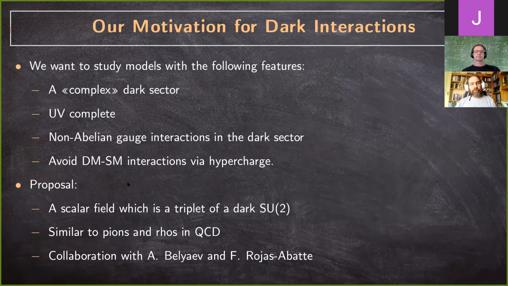So our proposal to do that is to consider a scalar field which is a triplet of a dark SU(2) group. This is a new group, okay? A new SU(2) group. The spectrum is similar to low-scale QCD. I mean, we have a triplet scalar like the pions and massive vectors like the rhos in QCD. And this work is in collaboration with Sasha Beliaev and Felipe Rojas Abate, a former student.